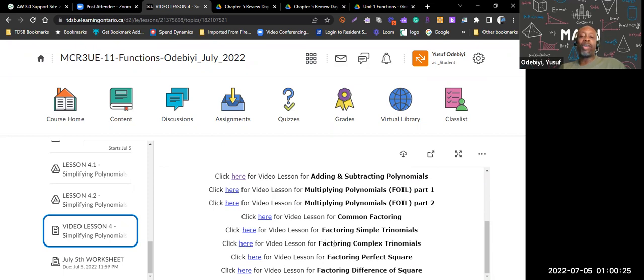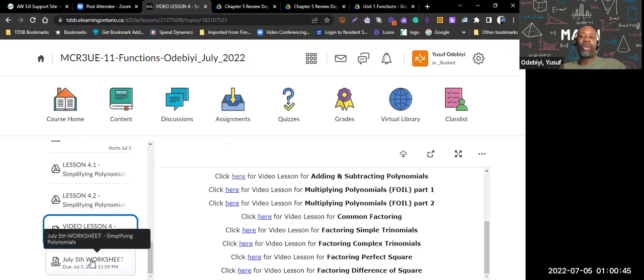So factoring complex trinomials is what we just did, which is completing the square. And basically when you can't divide the A into each of the terms, you have to multiply the A times the C. And then from there, you go through the process of figuring it out.